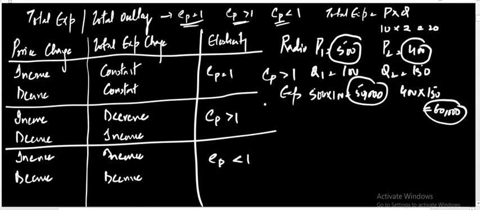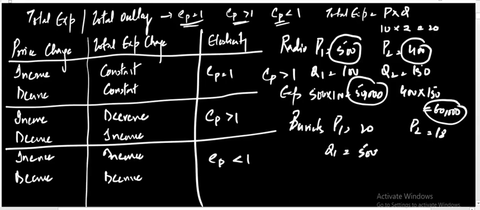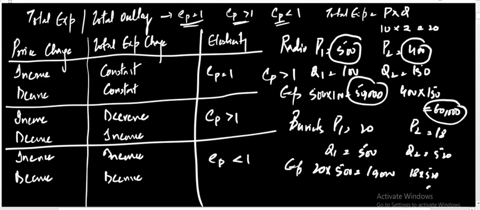Now let me consider a case, say for example the case of biscuits, where price 1 is equal to 20 and the price 2 is equal to say for example 18, and the quantity 1 is equal to 500 and the quantity 2 is equal to 520. Now let me calculate the expenditure, which is equal to 20 into 500, which is equal to 10,000, and over here 18 into 520, which is equal to 9,380.